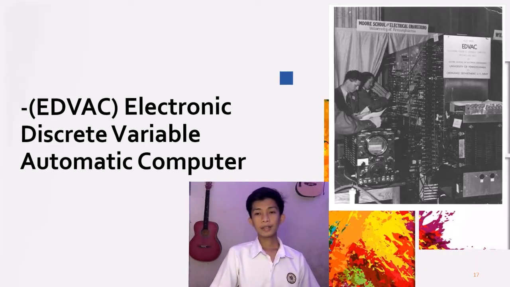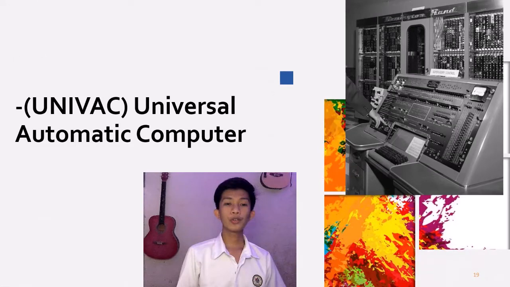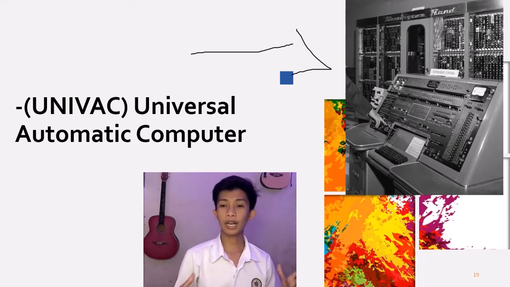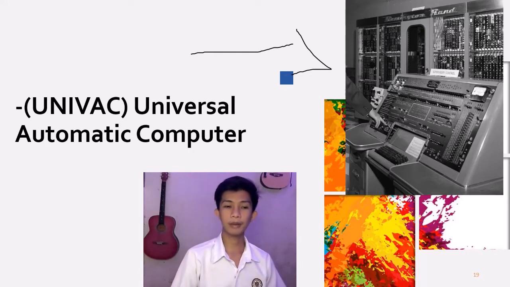And the next is EDSAC, the Electronic Delay Storage Automatic Calculator. That's EDSAC. The next is UNIVAC, which means Universal Automatic Computer. As you can see, guys, they look alike, but they are different from each other. They are all machines, just different ones.